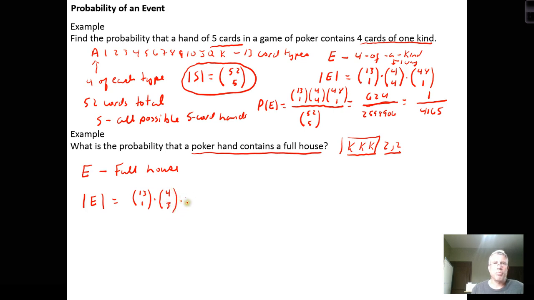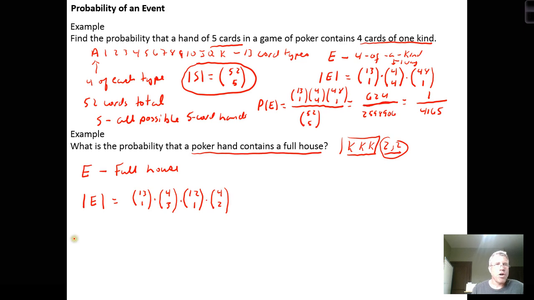Step 2 would be I already chose one of the types to be my 3. Now I need to choose from the remaining types to choose my 2 cards, so it's going to be 12 left. I could say from the 12 types of cards that are left, I need to choose one type to have my 2 cards. And there will be 4 cards of that type, and I need to choose 2 of them. I'll have 3 plus 2 is 5 cards in my hand.